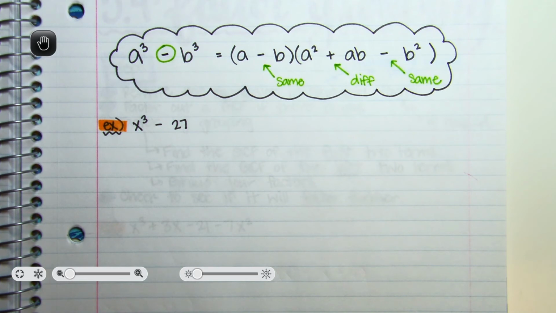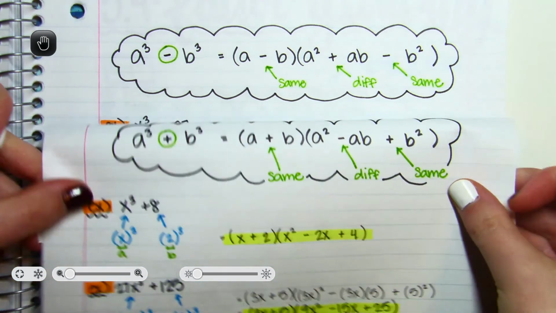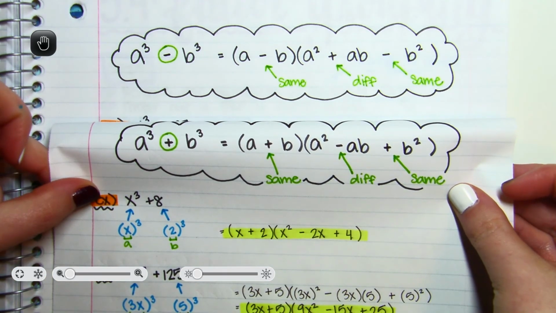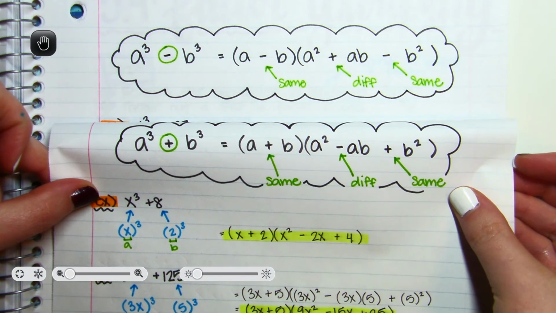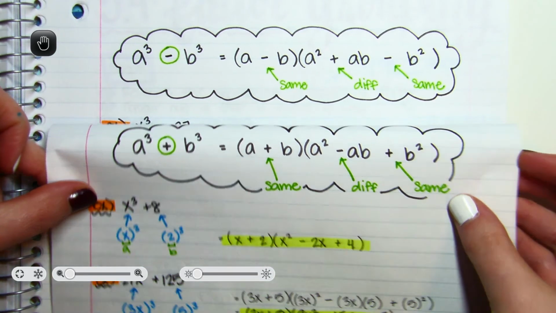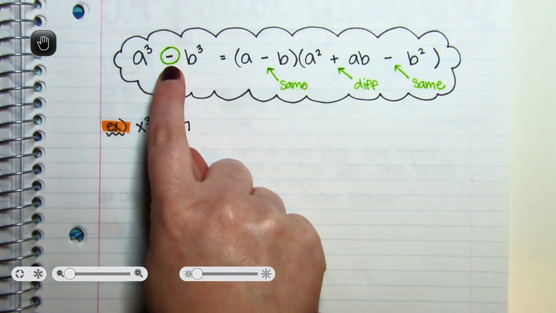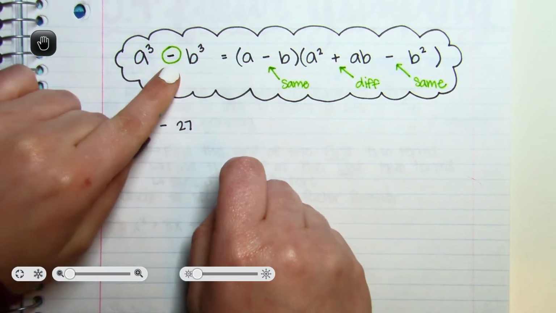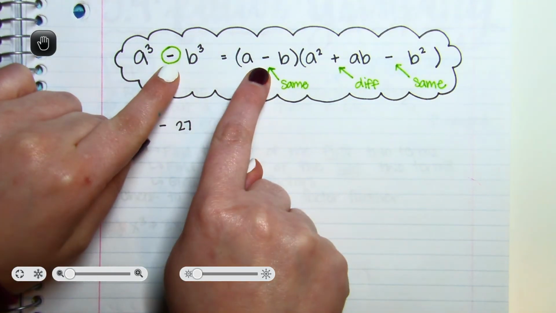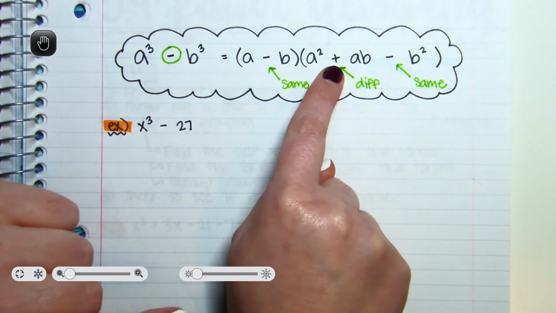This formula should look oddly familiar because it is exactly the same formula, except now your signs are switched. The formulas are identical except for the pluses and minuses, which is really nice. So this one is minus, and again, we still follow the same, different, same. So since it's minus, the sames will be minuses, and then the different will be plus.